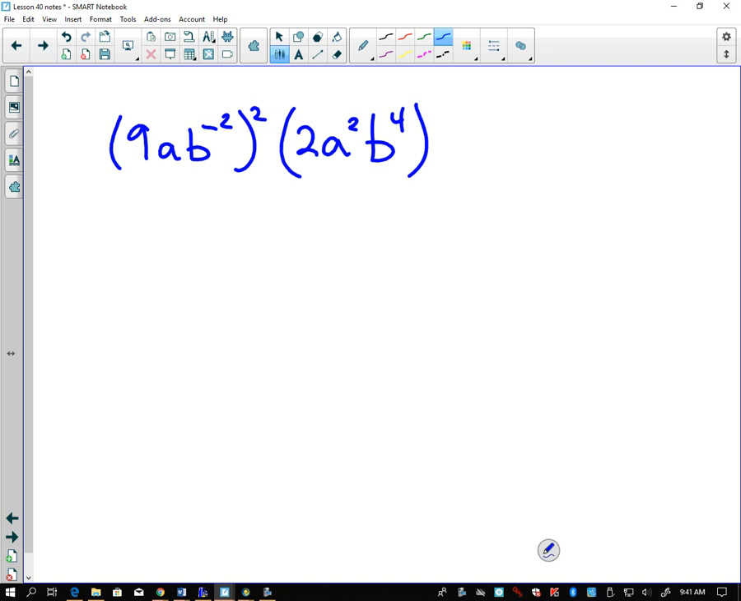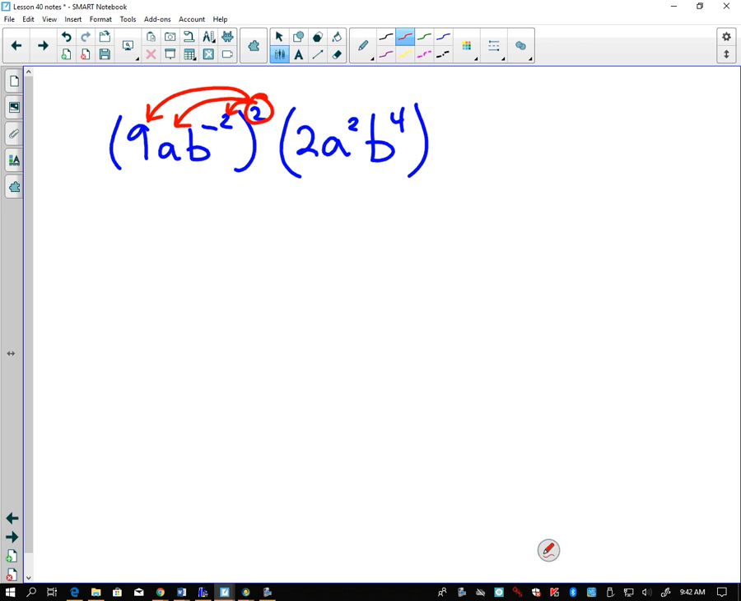Yes or no? Can I simplify anything inside the parentheses on the left-hand side? Can I simplify anything in the parentheses on the right-hand side? No. Okay, that brings me to exponents then. Which exponent do I want to apply? This 2. All right, and I'm going to distribute it to each of these things.